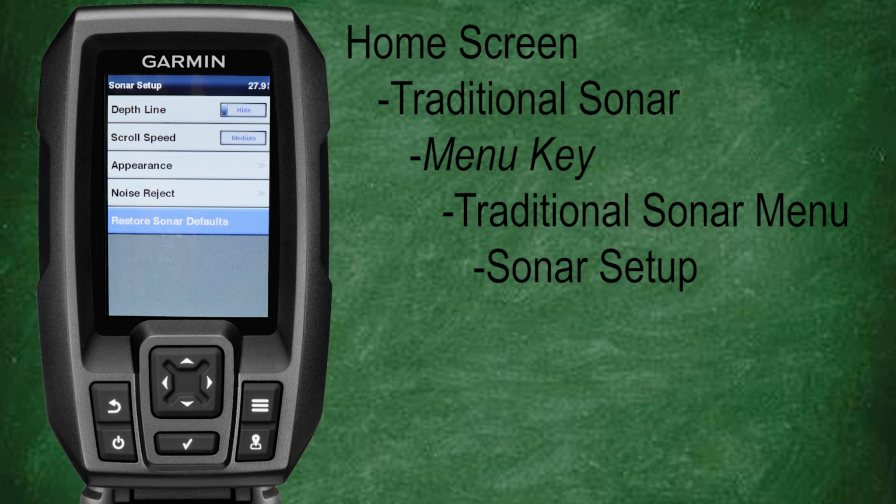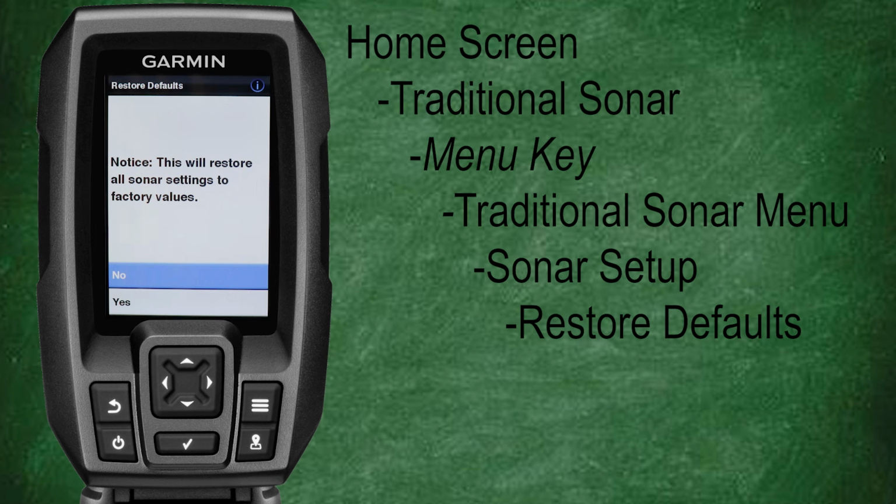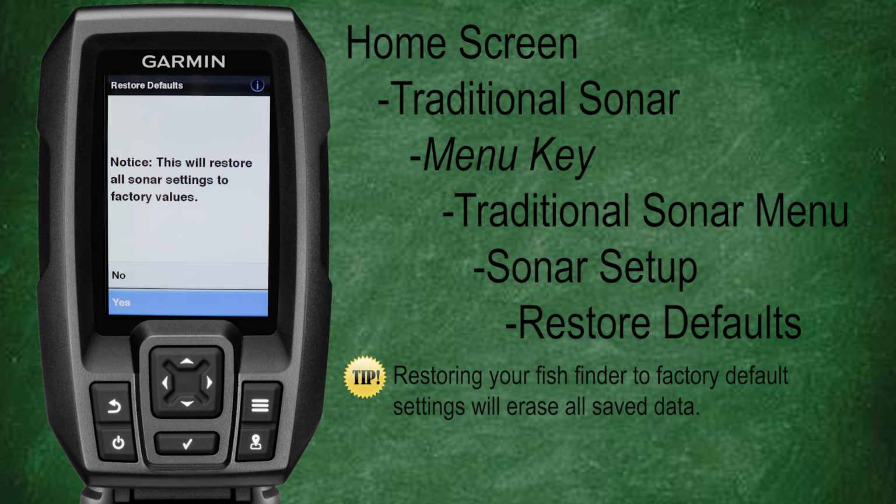Next, I'm going to show you how to restore your Garmin Striker Fish Finder back to factory default settings. Now let's go back to the Sonar setup screen and select Restore Sonar Defaults. Next you'll be prompted to select Yes or No to ensure you want to restore your sonar to factory default settings. If you do intend to restore your fish finder to factory default settings, simply select Yes. Now as a side note, if you restore your fish finder to factory default settings, it's going to erase all your saved data within the fish finder.